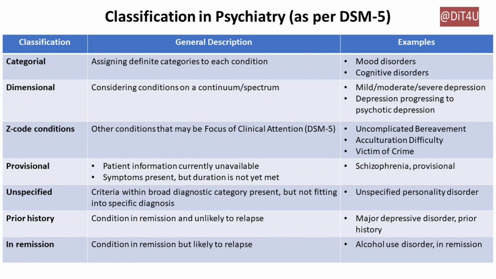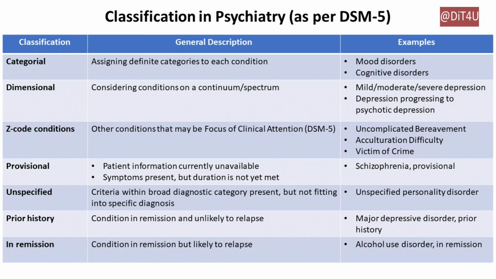Z code conditions. So any other conditions that may be a focus of clinical attention, that is one of the DSM-5 terminologies. Examples would include uncomplicated bereavement, which is expected to pass, by the way. Acculturation difficulty, which is like people going to new cultures or new foreign countries and trying to get adjusted.